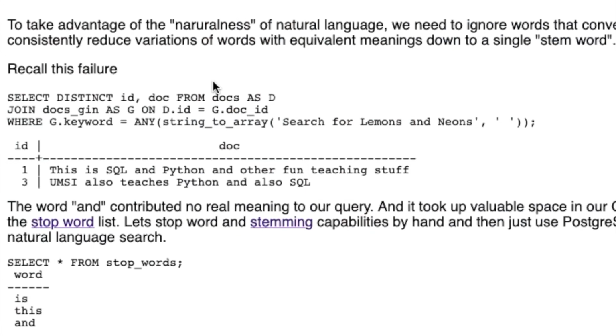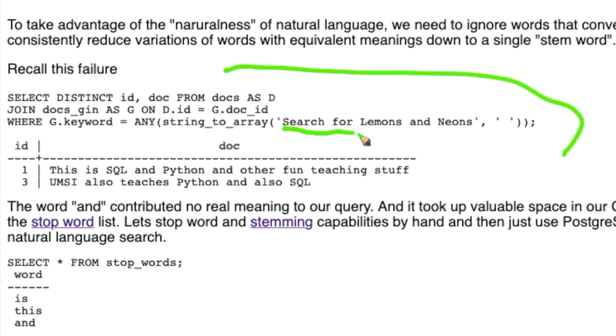So if we take a look, for example, at this one query I've got sitting here, select distinct id doc from docs, and I'm searching for lemons and neons, you can see the uselessness of the stop words. It found things that had the word and in it, but had nothing to do with lemons or neons. So there are sort of stop words and meaning words. We did this without stop words, and we got a bunch of false positives in a way, because the meaning of the returned row and the meaning of the query didn't match at all.